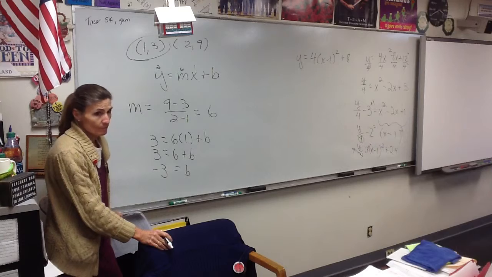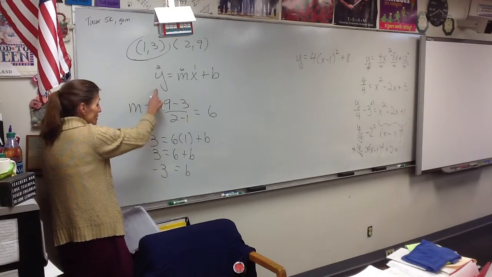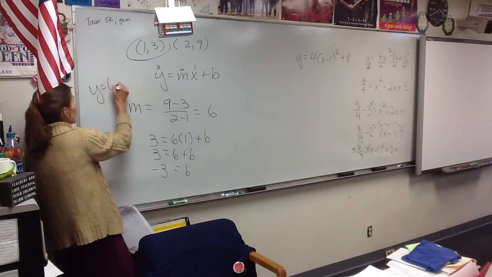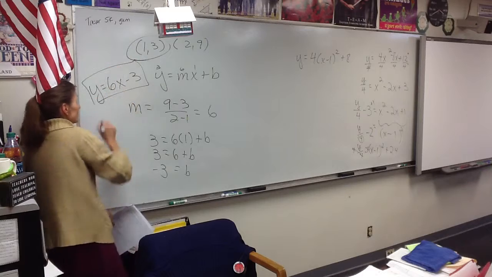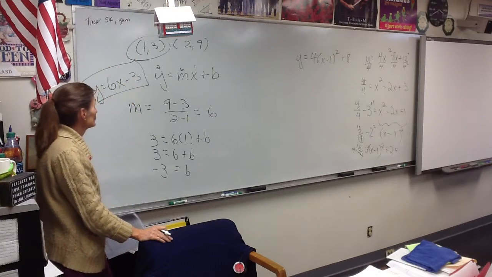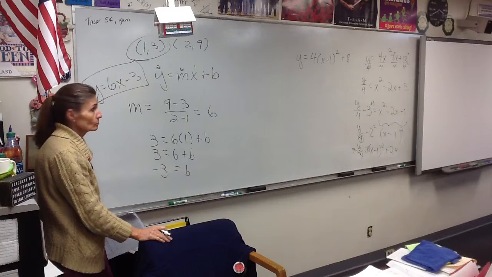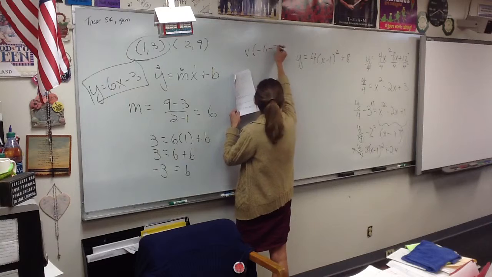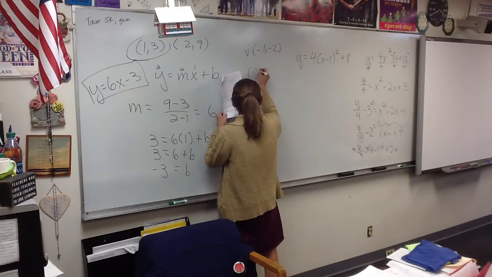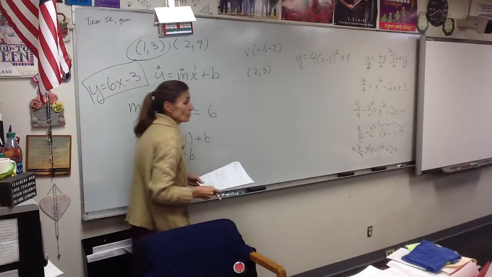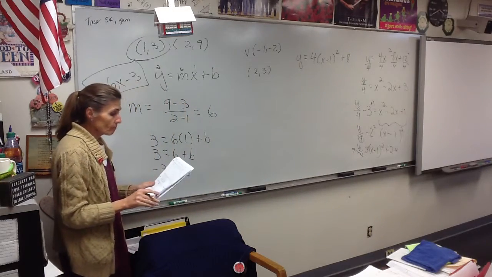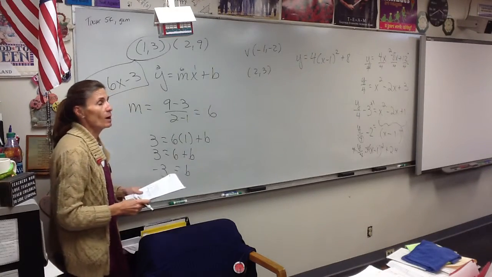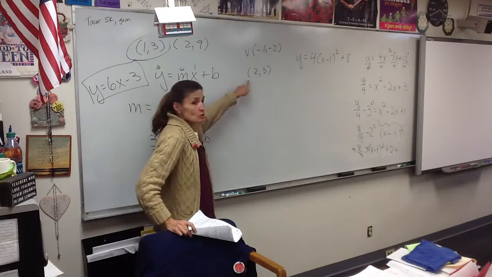That's not the answer. The answer is the equation. So what's your equation? M is 6, B is negative 3, y equals 6x minus 3. Now the next one.